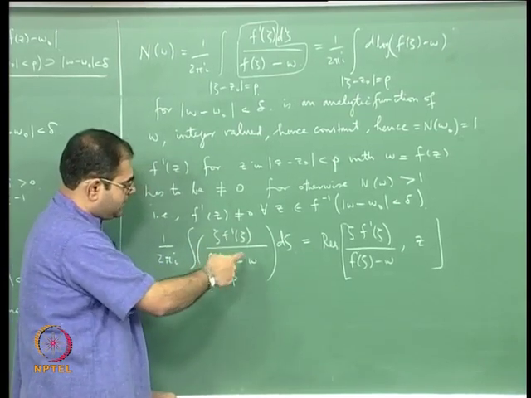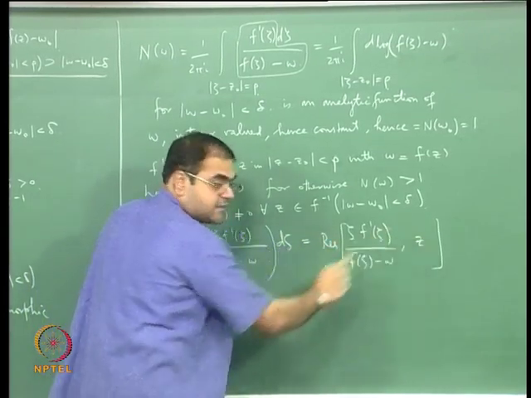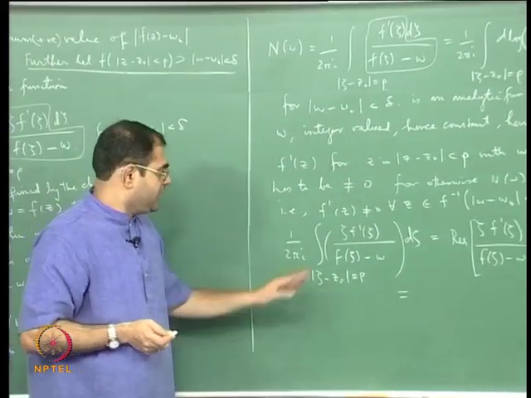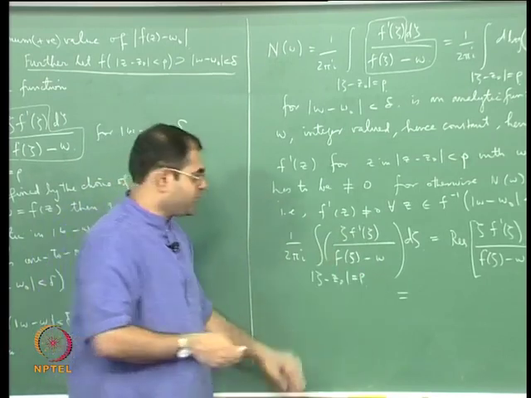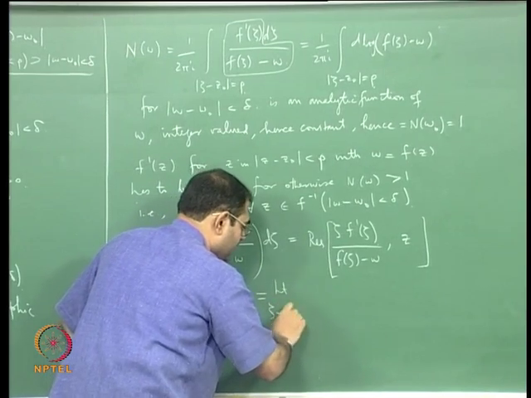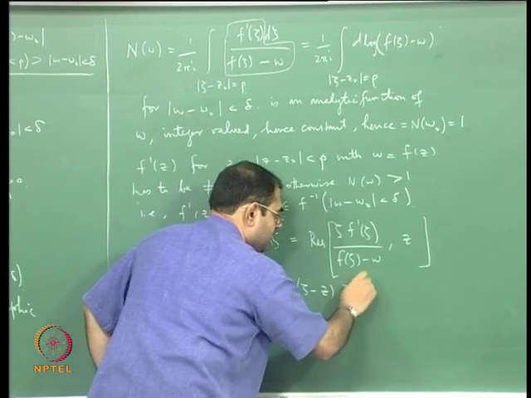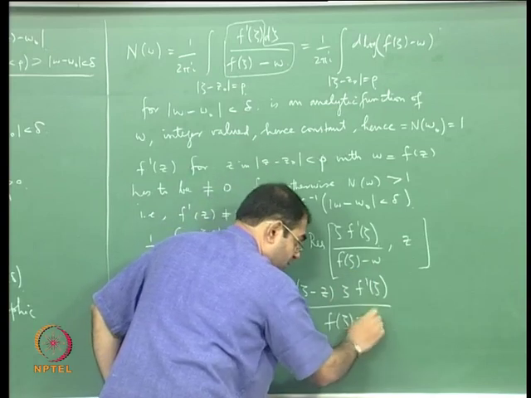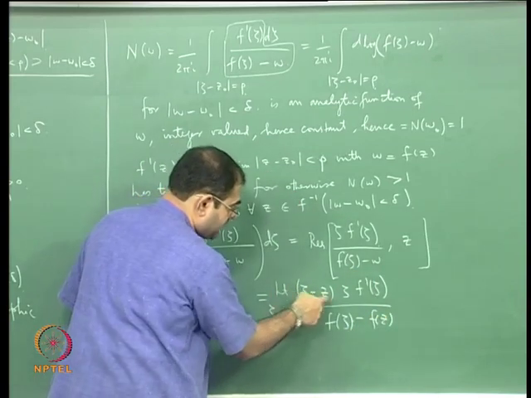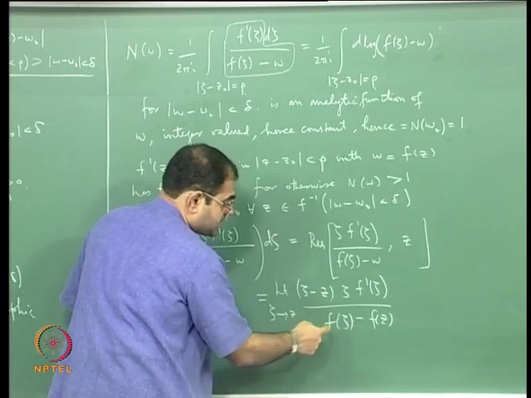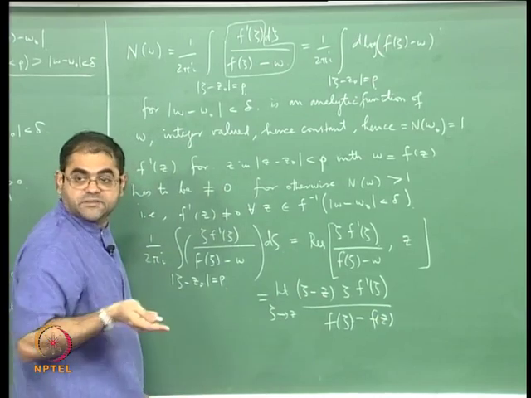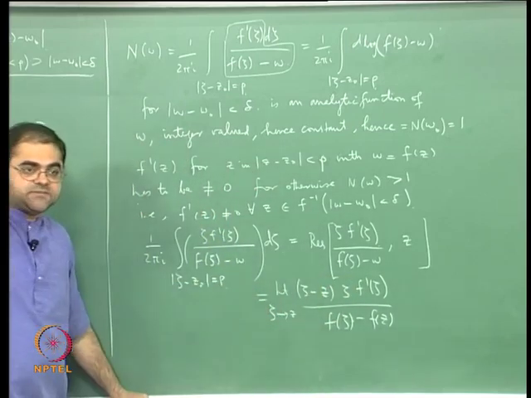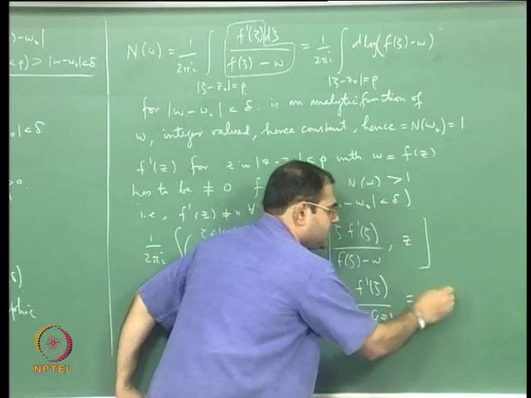So the fact is that when you take the residue of this function at z, because this is a residue at a simple pole, I am just applying the residue theorem. So when you take residue of the simple pole, this is just limit zeta tends to z of zeta minus z times that function zeta f dash of zeta by f zeta minus w, but what is w? W is f z. Then if I push this zeta minus z to the denominator, I will get limit zeta tends to z f zeta minus f z by zeta minus z, which is f dash of z. So I will get f dash of z in the denominator, and the numerator will become z f dash of z, and I will have to cancel off this f dash of z in the numerator and denominator, and that will give me z. This is just by the residue theorem.